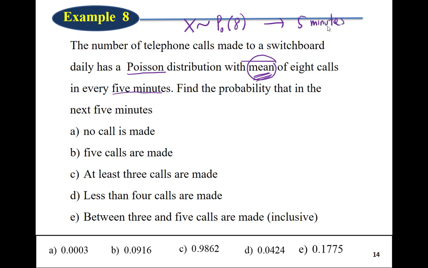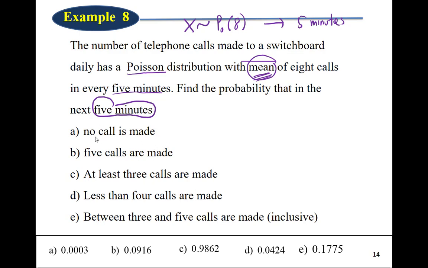Okay, now we look at the question. Given the distribution, the mean is 8 for 5 minutes. Find the probability that in the next 5 minutes. So the question is also 5 minutes, so we are going to use lambda 8. This one you are going to find on your own. I'm going to change the sentence into a mathematical equation or notation.